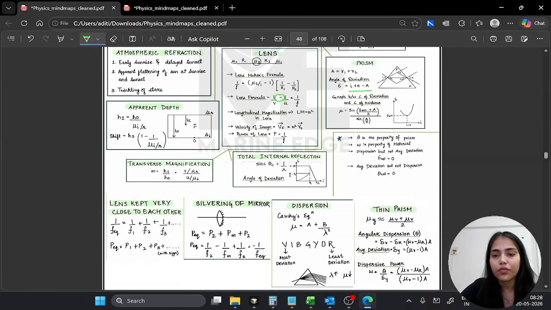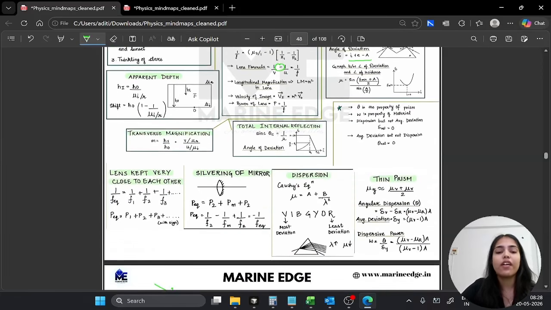Now, next we have silvering of a mirror. So to ensure that the mirror is able to reflect, behind the mirror we put a silver layer of it. Okay, or a reflecting layer.